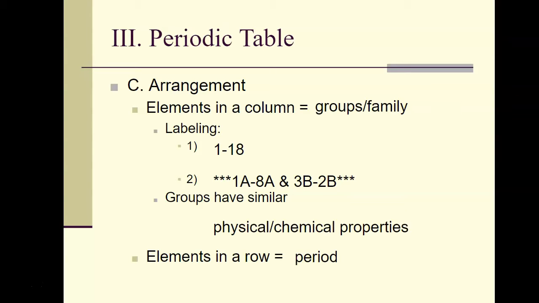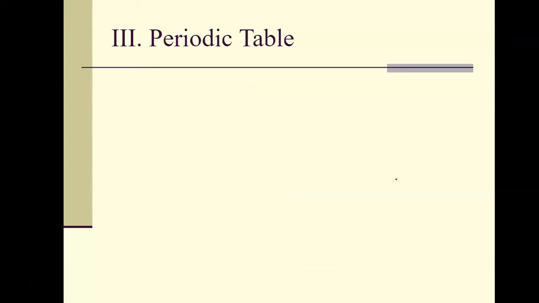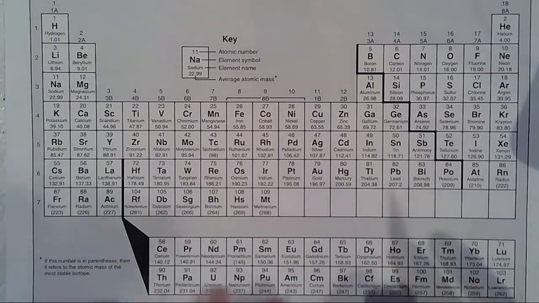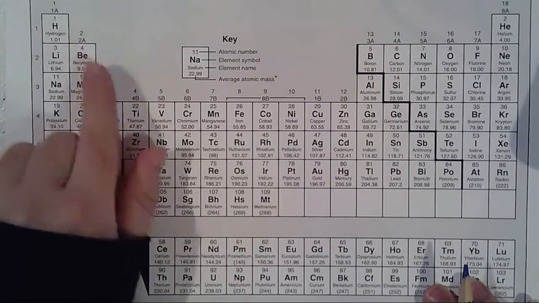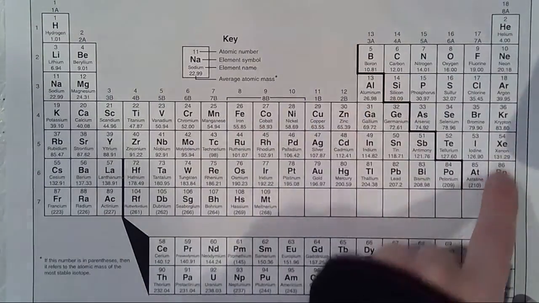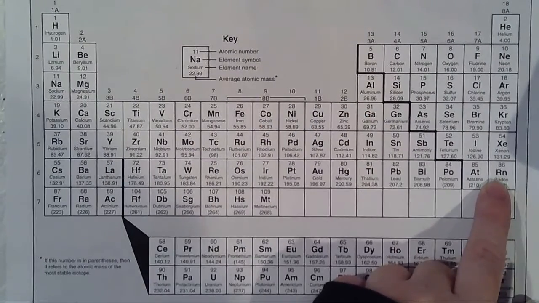Okay, so columns are groups, rows are periods. Just so we're able to see this, we want to be careful about our labeling. When we're talking about columns, we're talking about 1 through 18 here. So 1, 2, 3, 4, all the way through 18. Our noble gases are going to be group 18.